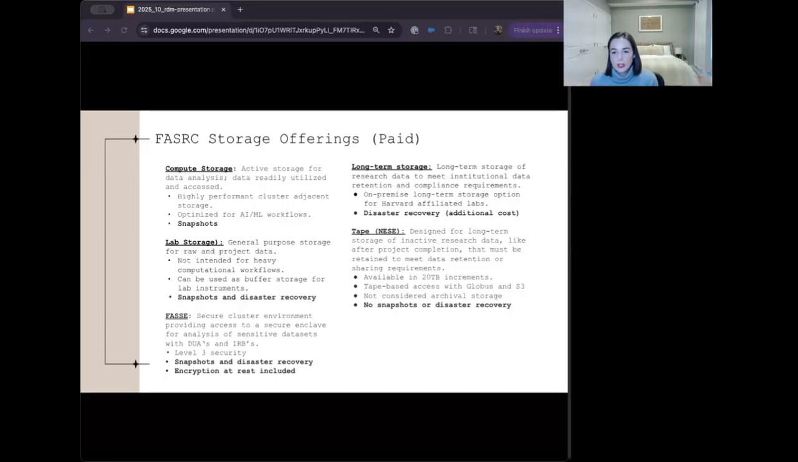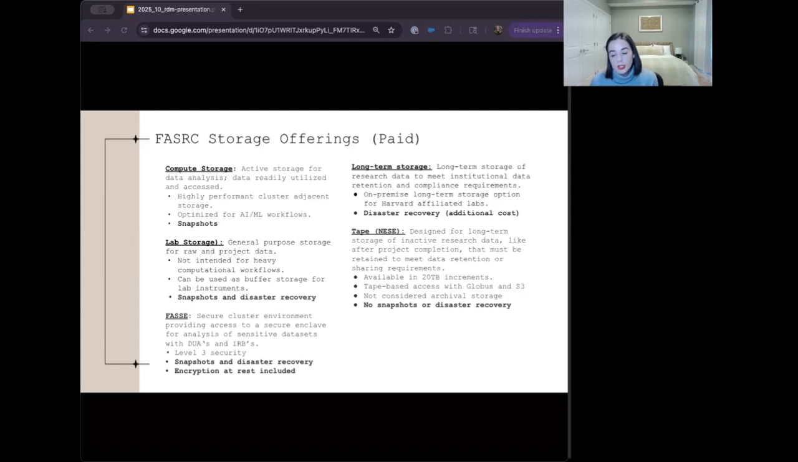These new storage offerings are going to be implemented and available starting next year. These are the new storage offerings we're going to have, starting with compute storage. This will be an active storage for data analysis, as it's adjacent to our high performance compute cluster. It's going to be optimized for high intensity workflows like AI and machine learning.